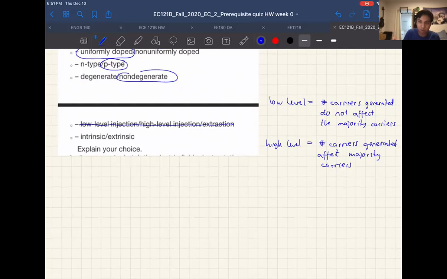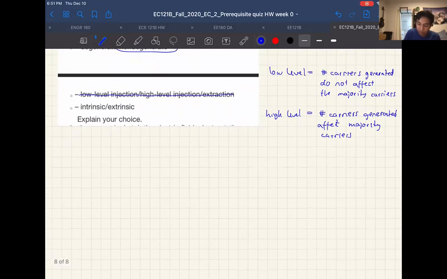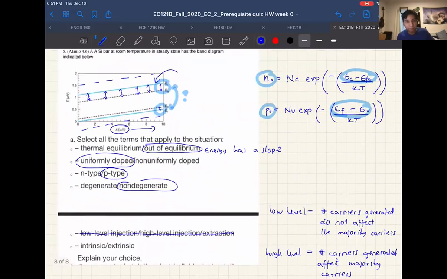I didn't really learn too much about it in EE2. Is it intrinsic or extrinsic?